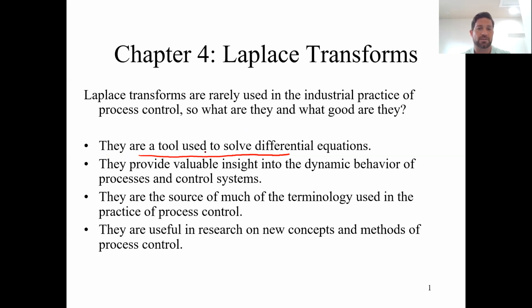So it's a method for us to solve differential equations. Ultimately, what we want to do is express outputs in terms of inputs. And by using the Laplace transform, we can do this in an algebraic way. Last time in chapter 3, we worked on developing dynamic models. And these dynamic models are equations that relate an output variable to input variables or other variables within the process.